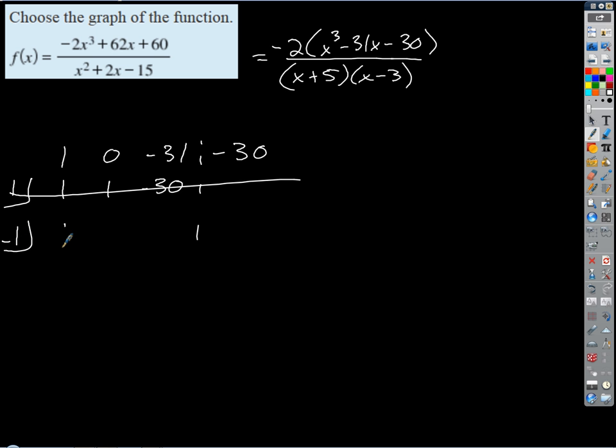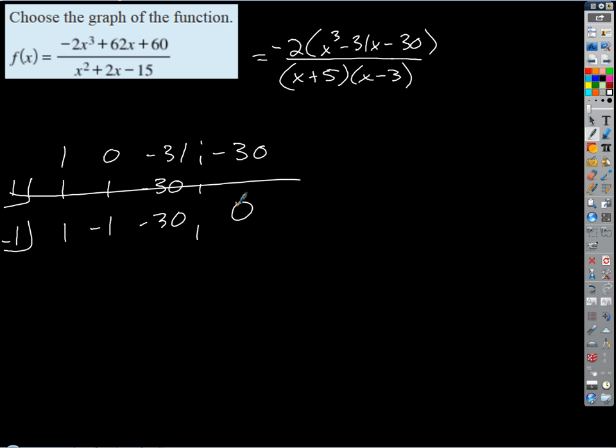So I bring down the 1. Negative 1 times 1 is negative 1 plus 0 is negative 1. Negative 1 times negative 1 is 1 plus 31 is negative 30. Negative 1 times negative 30 is 30 plus 30 gives us our 0, right? Okay, and then we end up with what's left behind. Those are the coefficients, right? So that's going to be a quadratic trinomial with easy magic numbers.